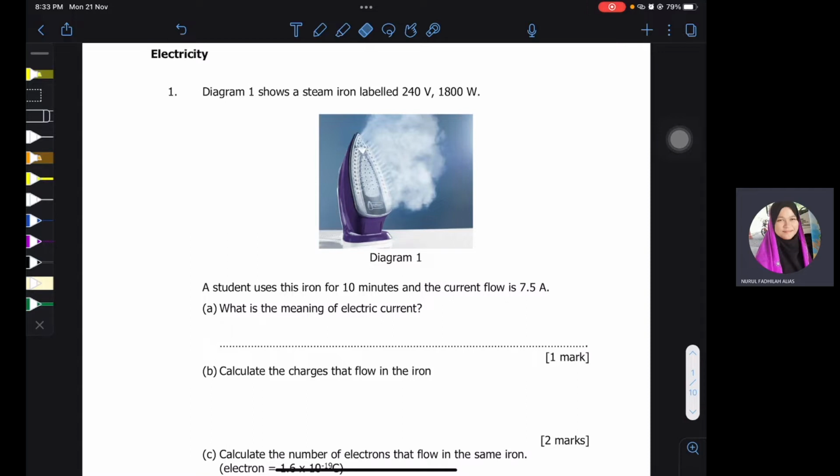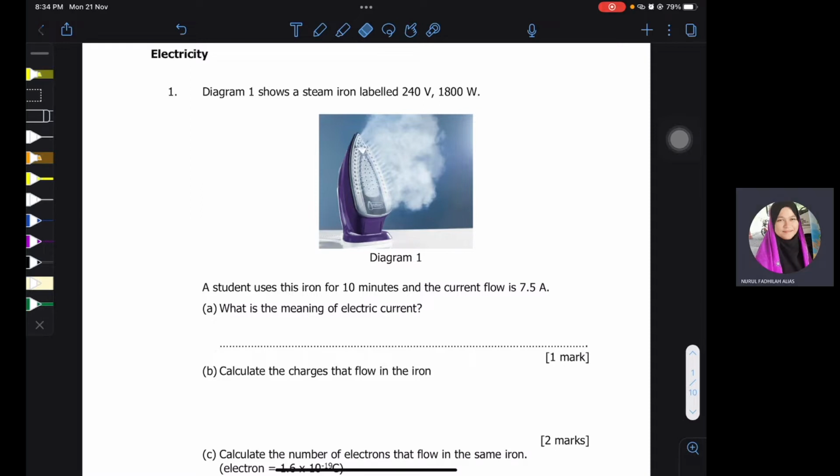So this is the kind of question you will have. It will always start with an easy question, but students have to understand and then try to remember. But don't memorise blindly. You have to try to understand, so that when you understand the concept, you will not forget. It's easy for you to recall. So what is electric current?